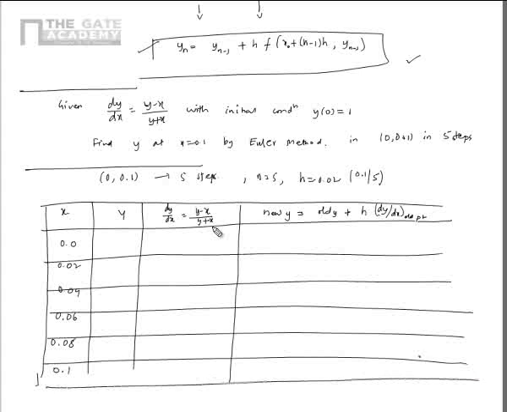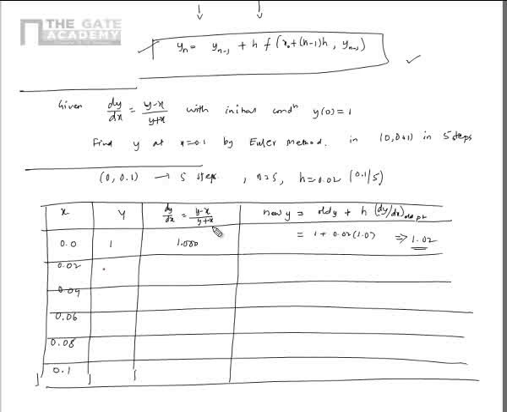Let's now compute all this. We know at x equal to 0, y is 1. Now for the derivative dy by dx, you just substitute y and x, and you get 1 here. Now you approximate new y, which is nothing but 1 plus h, that is 0.02, into 1. This gives rise to 1.02. So this is the new y.